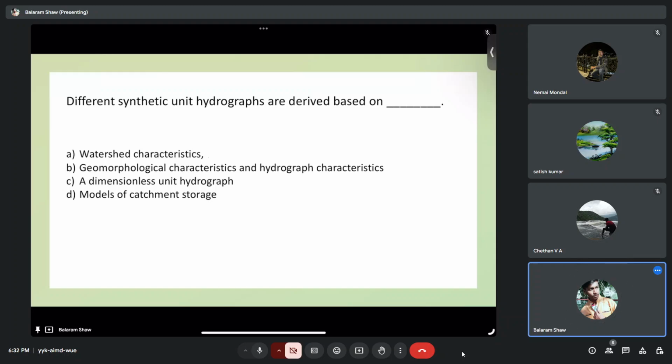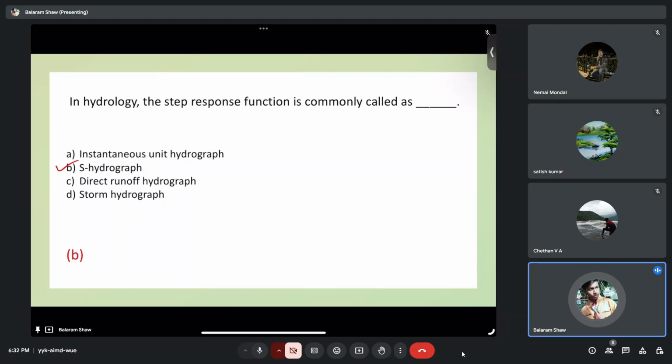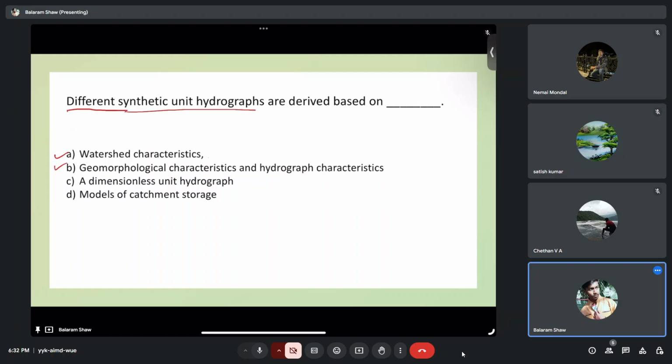Okay, any guesses? So here it is mentioning that different synthetic unit hydrographs are derived based on. We have just seen Snyder's is based on watershed characteristics. Then it is also based on hydrograph characteristics and geomorphological characteristics. Before that, I mentioned that there are four popular methods. Other than that, we also have several methods. One of them is the SCS dimensionless hydrograph method, so a dimensionless unit hydrograph is also used, and then models of catchment storage, as a storage coefficient is there. That Cp, as we mentioned, denotes the retention or the storage of the watershed. So all four will be used for different synthetic unit hydrographs. So the correct answer will be all four. I hope it is clear.